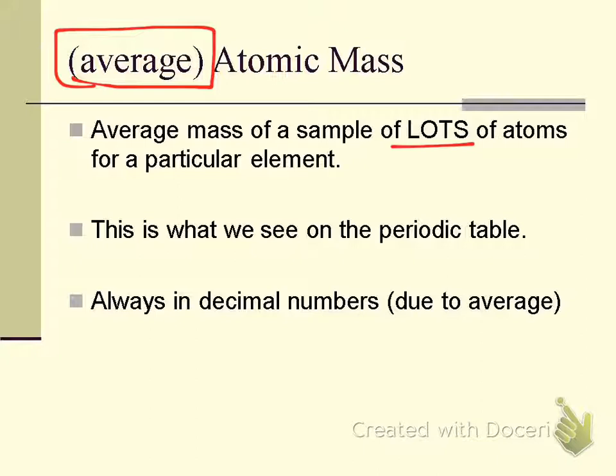Now, what we see on the periodic table is this average. And we know it's an average because it has a ton of decimal numbers. When I look at the periodic table and I look at the very bottom, for example, for boron, it reads 10.81. Those decimals are there because it is an average. Most isotopes have a whole number mass, or very, very close to a whole number.